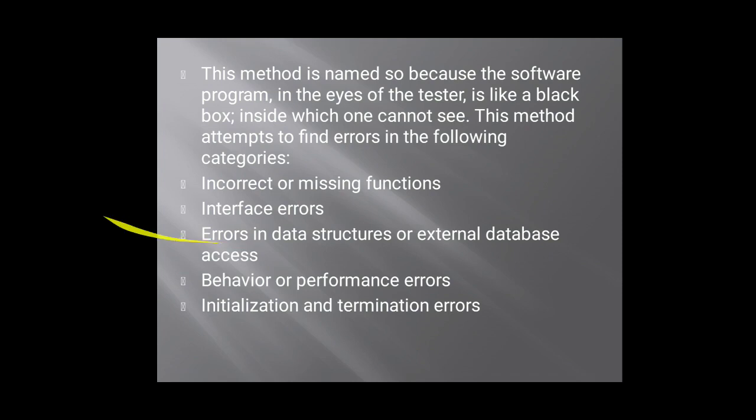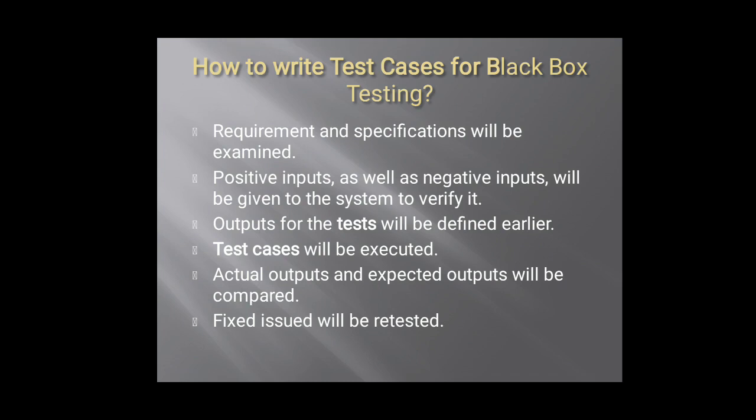The next question that comes to mind is, when I'm writing a black box testing test case, how do I write that test case? What is actually written in it? Requirements and specifications are analyzed or examined. Every stage in the test case requires requirements and specifications. Requirements are what is required, and specifications say what is needed. So specifications and requirements are first written down.